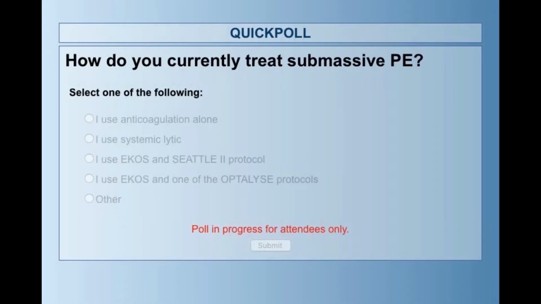Would you use anticoagulation alone? Would you use systemic fibrinolytic therapy? Would you use EKOS and Seattle 2 protocol, which many of us are familiar with? Or would you use EKOS in one of the lower duration, lower lytic dosing protocol arms? Or would you do another type of treatment? So we'll give you some time here and let you respond.